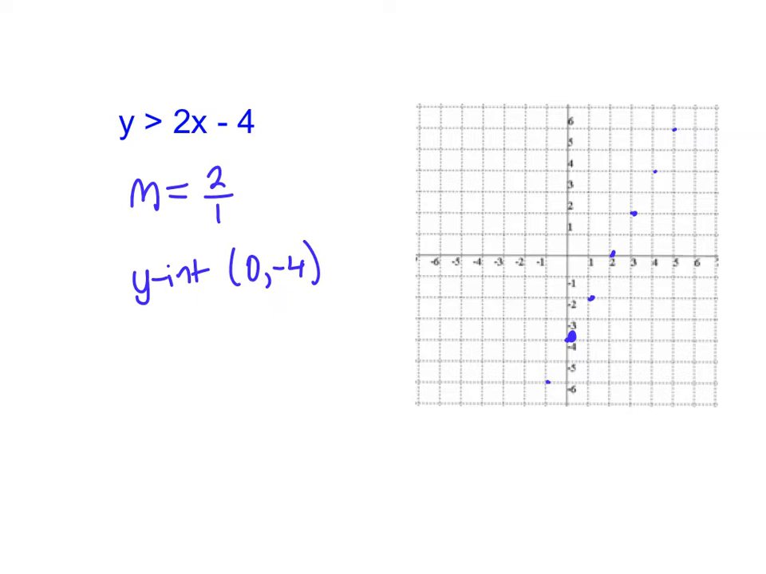We have to decide, are we going to have a solid or dotted line, and are we going to shade above or below the line? So it all comes down to this inequality. So greater than, if you notice it's not greater than or equal to, it's just greater than. So that means we are going to draw a solid line through our points. So let's go ahead and draw that.